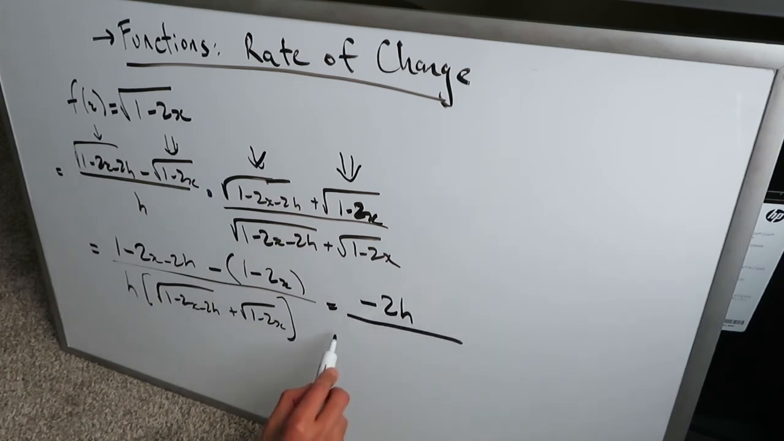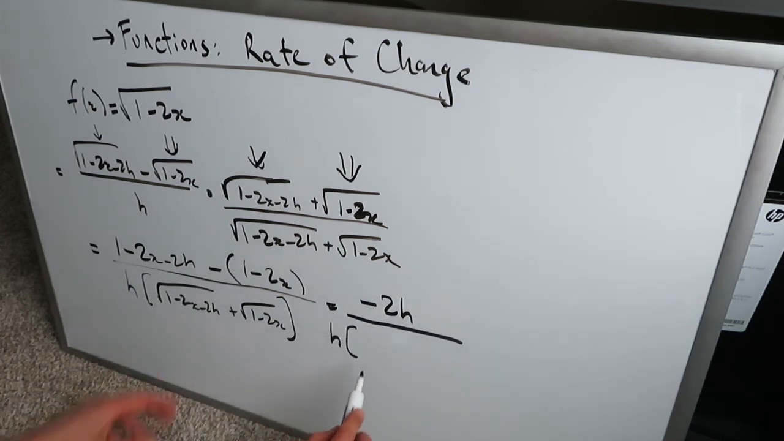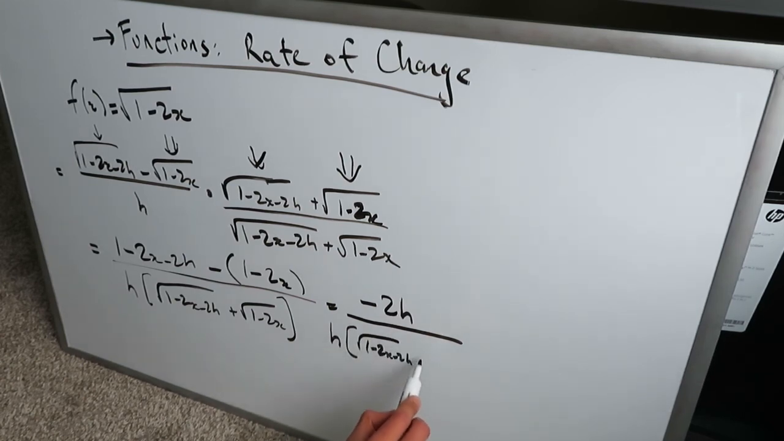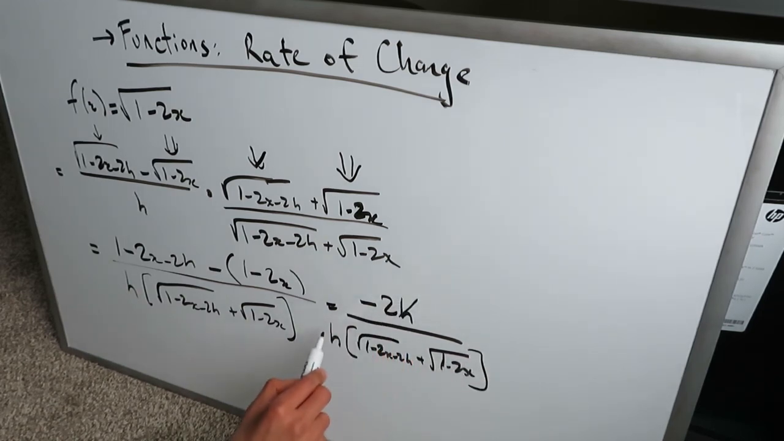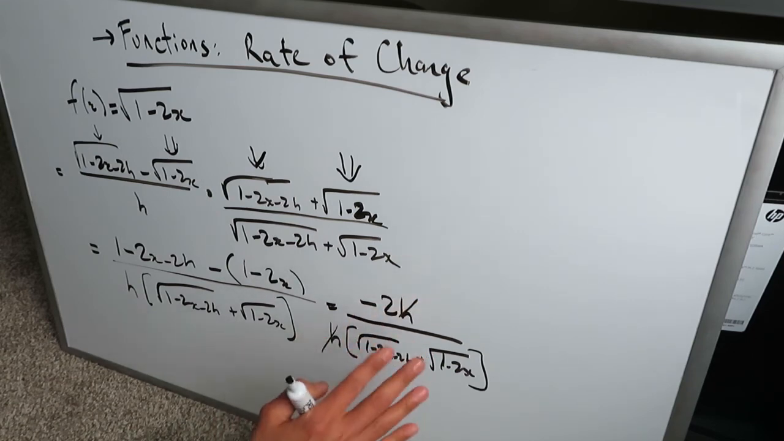On the bottom, I have this h, and I have the rest of this: 1 minus 2x minus 2h plus root of 1 minus 2x. Look at this. The h's cancel out because everything is in either a times or divide format. You can cancel them out.